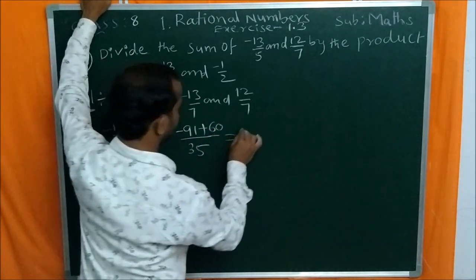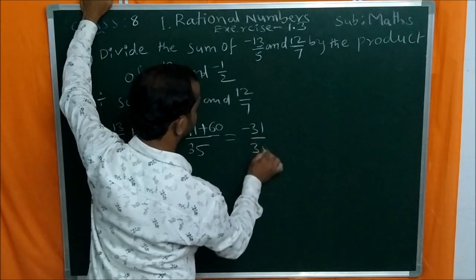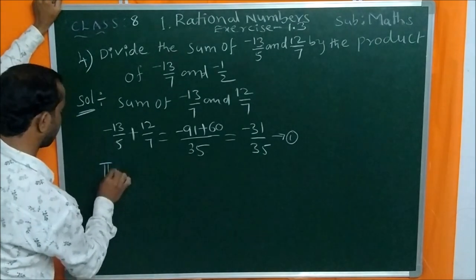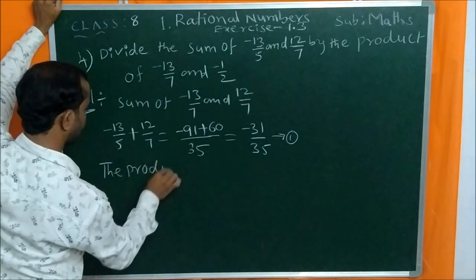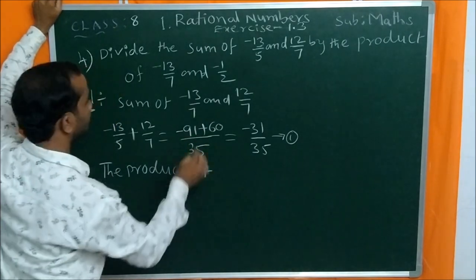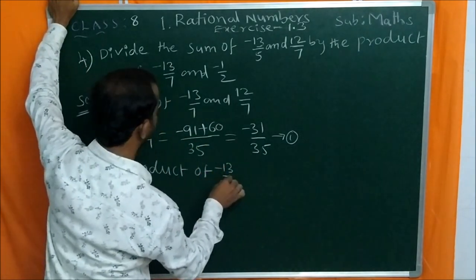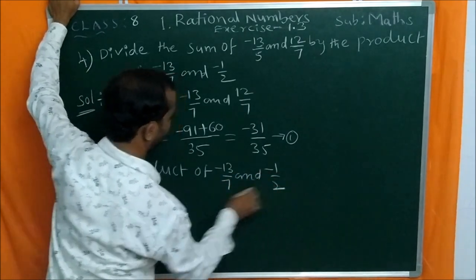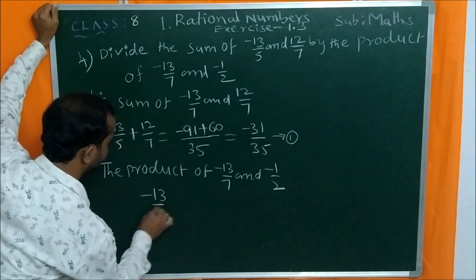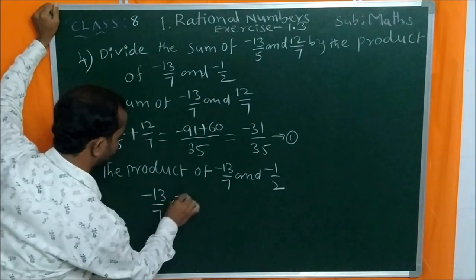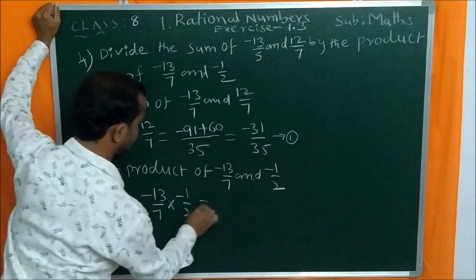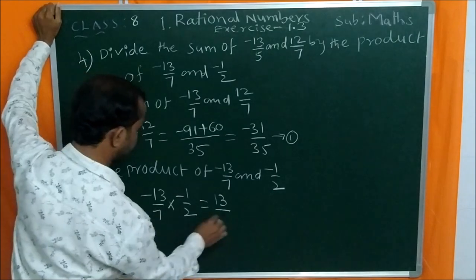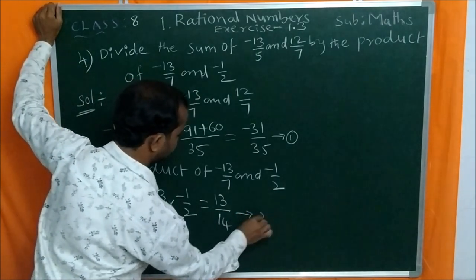Minus 91 minus 31 by 35. This is equation number 1. Next, the product of minus 13 by 7 and minus 1 by 2. So minus 13 by 7 into minus 1 by 2. Minus into minus plus, 13 into 1 is 13, 2 into 7 is 14. This is equation number 2.